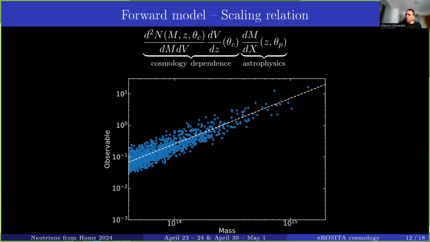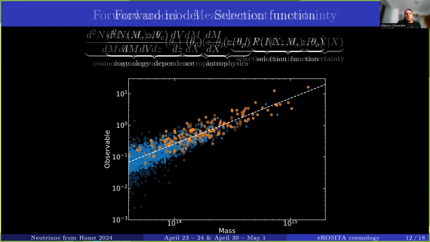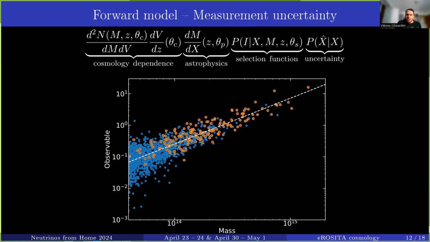We don't observe all of the points here. We only observe a fraction of them because of selection effects, because one might be close to the selection limit. Basically, the detection of clusters tends to be quite probabilistic at the detection level. And furthermore, we don't have access to the true observable. We have access to a scattered version of it.